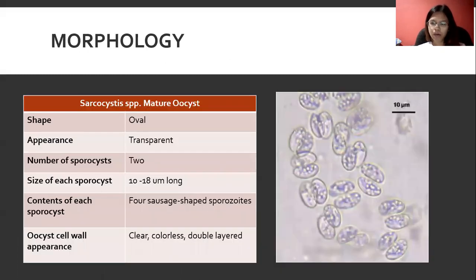Okay, so for our morphology, the shape is oval and transparent. The number of sporocysts inside is 2, and the size of each sporocyst is 10 to 18 micrometers long. The contents of each sporocyst are 4 sausage-shaped sporozoites, and the oocyst cell wall appearance is usually clear, colorless, and double-layered.